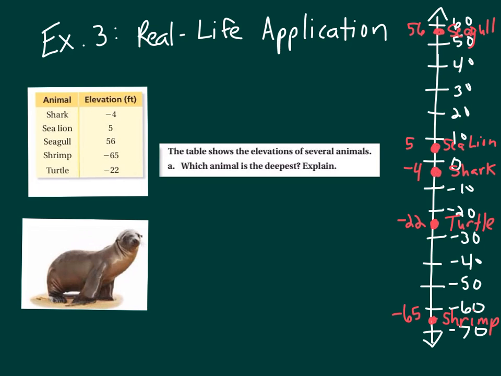So to answer the question, we're looking for which animal is the deepest, so we would look at the bottom of the number line, because the farther down we go, the deeper you are, and so we can see right here that the shrimp is the deepest animal because it's the farthest away from 0.